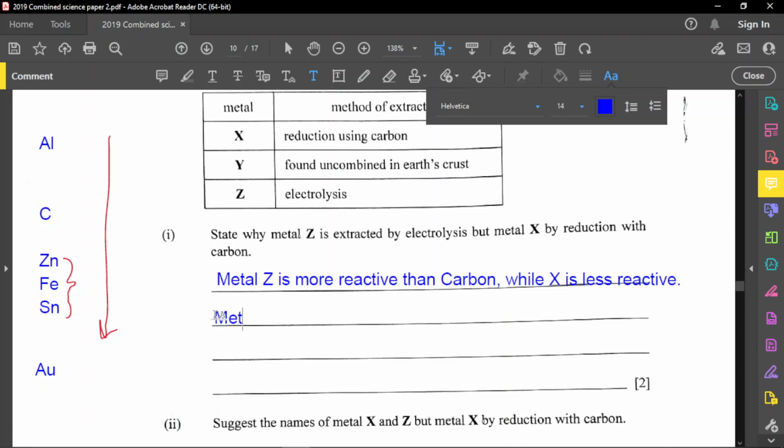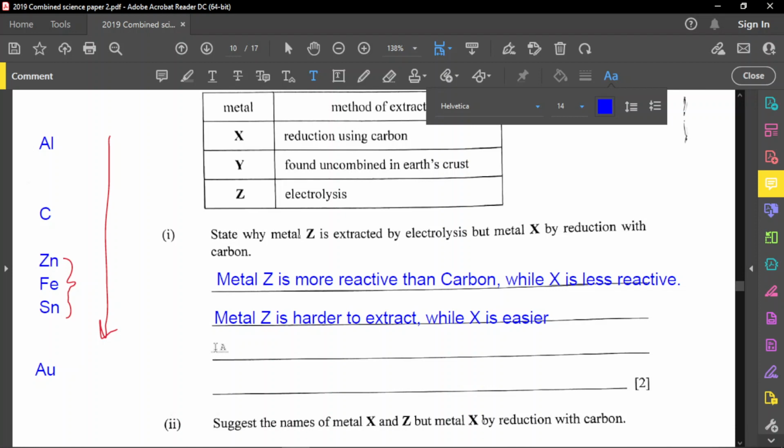Metal Z is harder to extract, right? So it's harder to extract. So you need a high energy process, or a process that will actually separate the molecules from the ore. So electrolysis is a good way to do that. So metal Z is harder to extract, and of course X will be easier. While X is easier, that's another point right there. Let me give another point as well. There are a number of points you can have here.